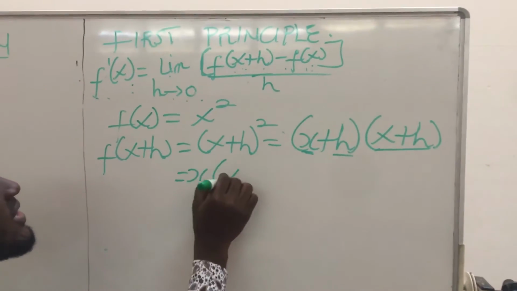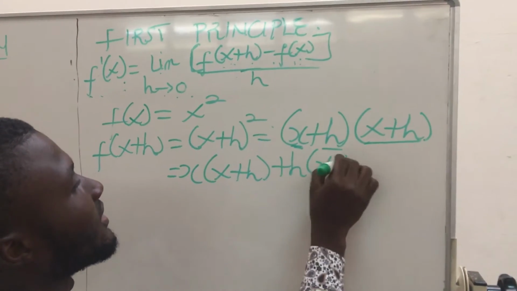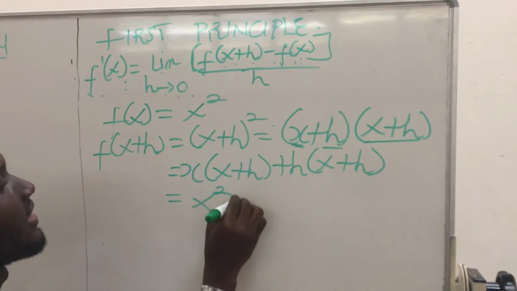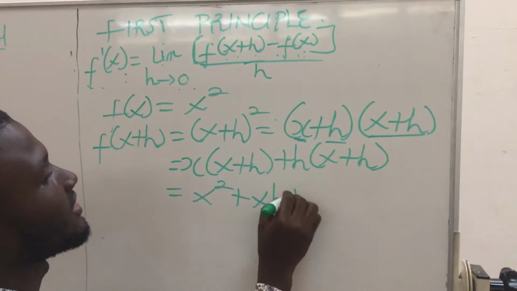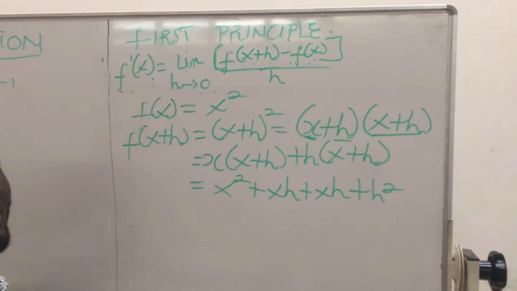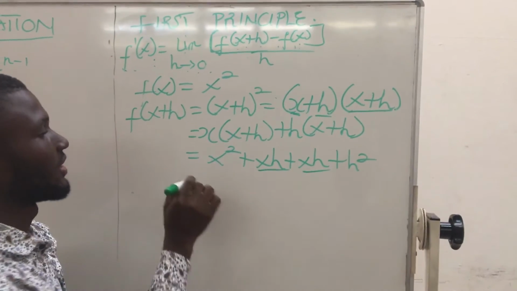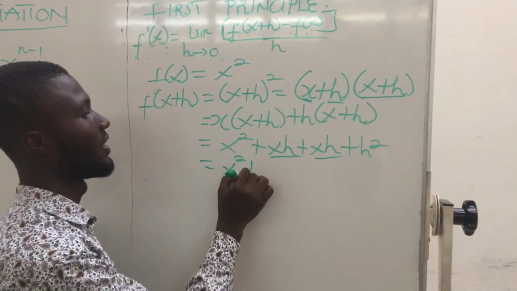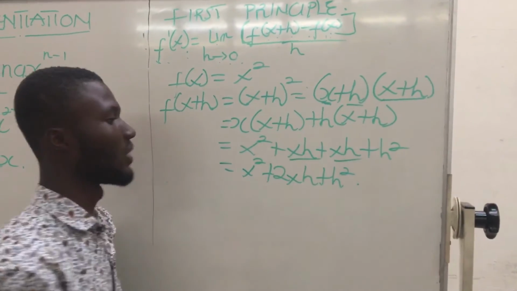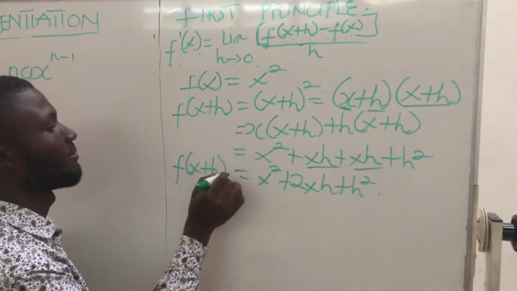So x times x plus h, plus h times x plus h, gives us x squared plus xh plus xh plus h squared. Now we add our like terms, xh and xh, which gives us x squared plus 2xh plus h squared. This is our f of x plus h.